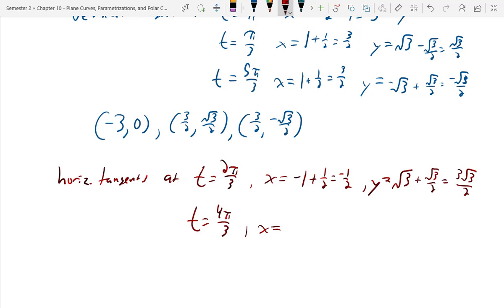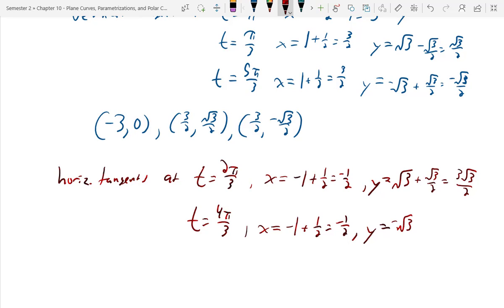Finally, x is equal to cosine of 4 pi over 3, which is negative 1/2, times 2 is negative 1, minus cosine of 8 pi over 3, which is the same as 2 pi over 3. That's a negative 1/2, so minus a negative 1/2 would be plus 1/2, still getting negative 1/2. Then y is equal to 2 sine of 4 pi over 3, which is negative root 3 over 2.